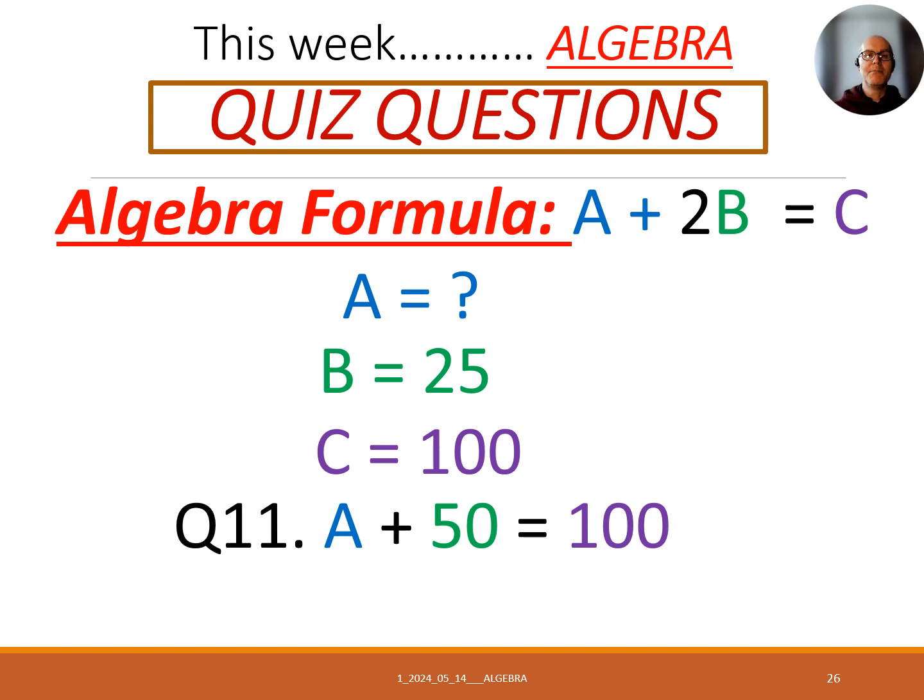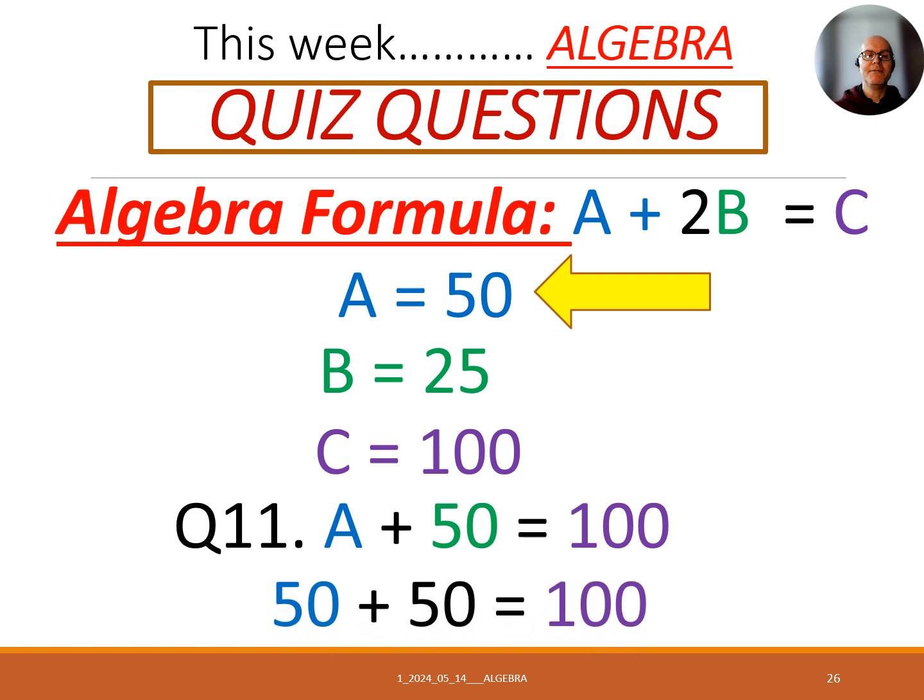So which number plus 50 equals 100? So it's 50. 50 plus 50 equals 100. So for this example, A equals 50. 50 plus 50 equals 100.